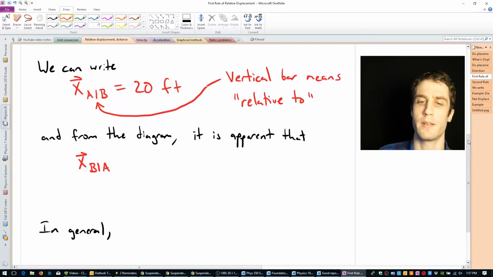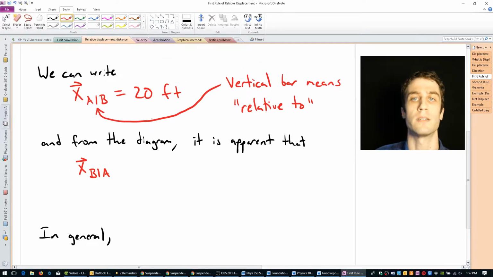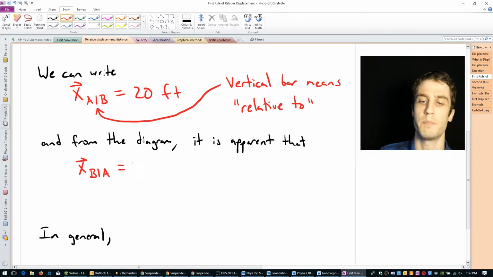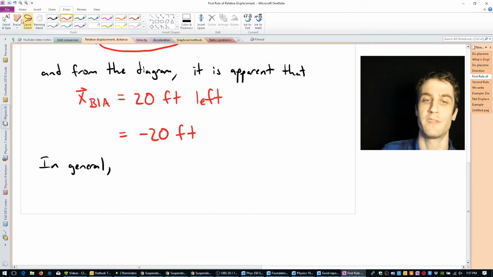By the way, I'm putting a vector sign over all of my x quantities to emphasize that they're displacements. That's not so crucial at this point, but I'd like you to know that displacement is a vector. So Bob relative to Alice is 20 feet to the left, or negative 20 feet to the right, or just negative 20 feet according to the coordinate system that we're using. This specific result is not what I want you to take from this page.